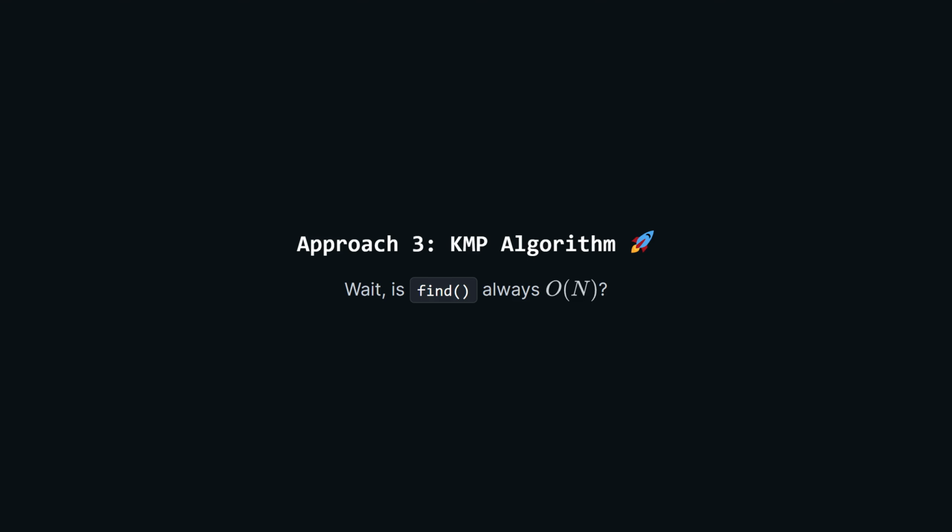While Python's built-in find function is fast, in the absolute worst-case scenario with extremely repetitive patterns, simple search functions can technically slow down. To guarantee strict linear time no matter what nasty test cases they throw at us, the editorial brings out the big guns, the KMP algorithm.